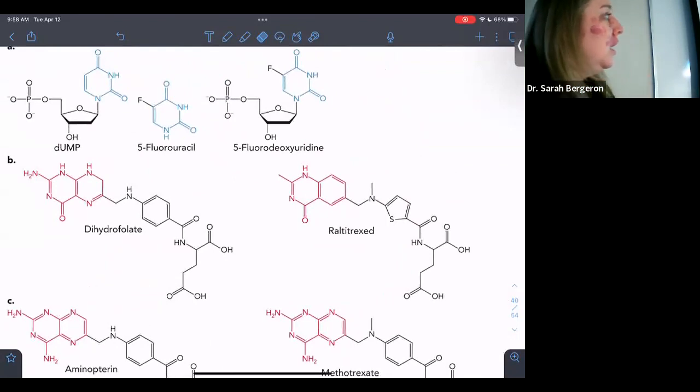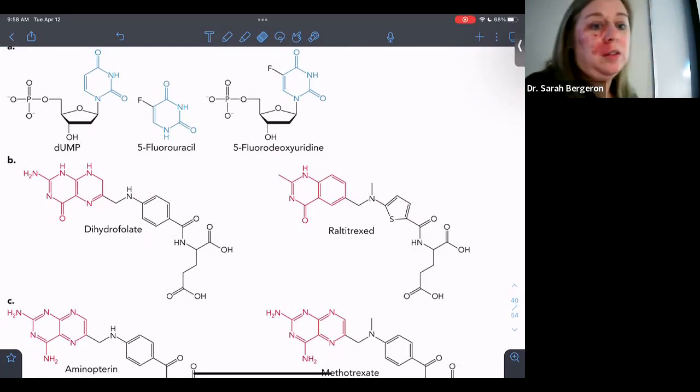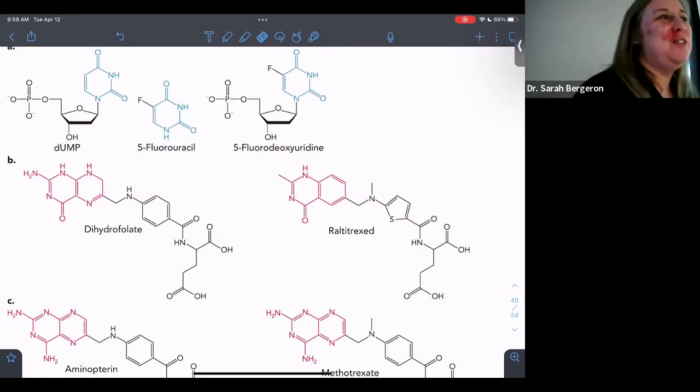Okay, so look at B. Dihydrofolate. Here's another anti-cancer drug. So this anti-cancer drug is very, very similar in structure to dihydrofolate, right? We're missing a nitrogen here. The drugs are on the right side, yes. I have to stand, my left and your left are different.